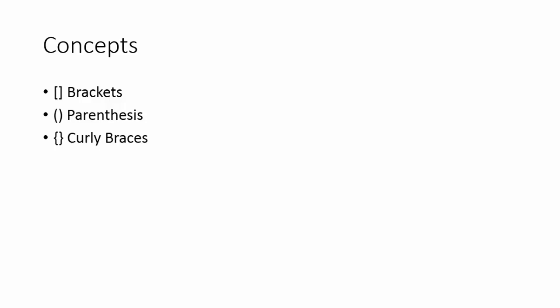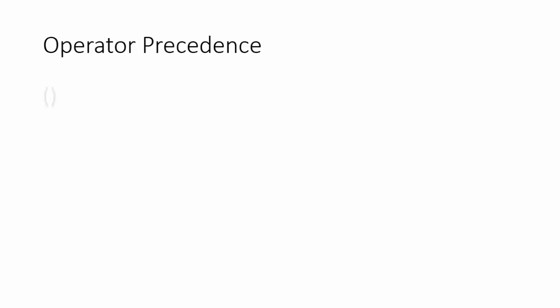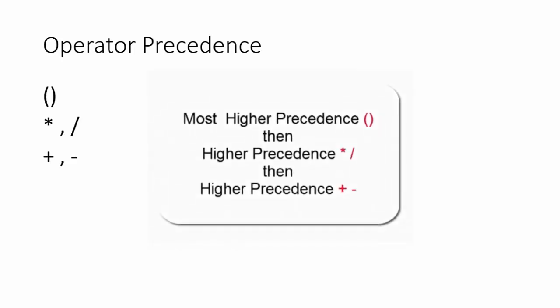So for a demo, we use brackets while writing arrays. We use parentheses while writing functions and conditions. We use curly braces while writing the statement for the if condition and for loop. So like in mathematics, the operator precedence also matters in PHP. Parentheses get higher precedence than multiply and division, which get higher precedence than plus and minus.